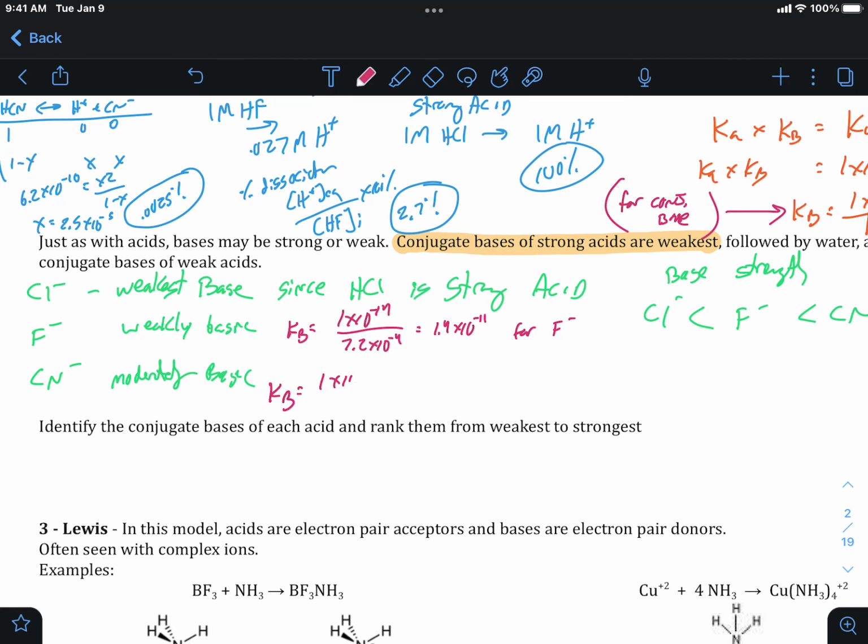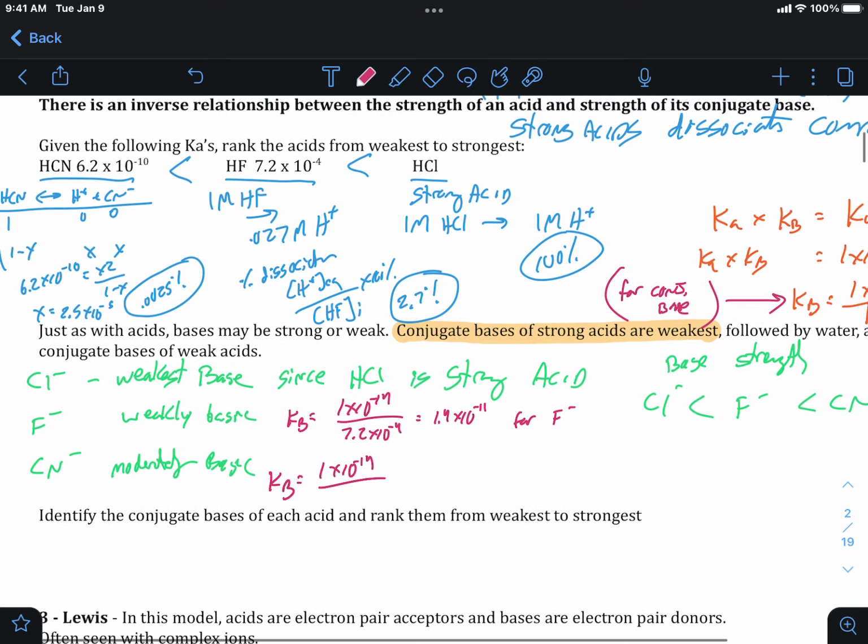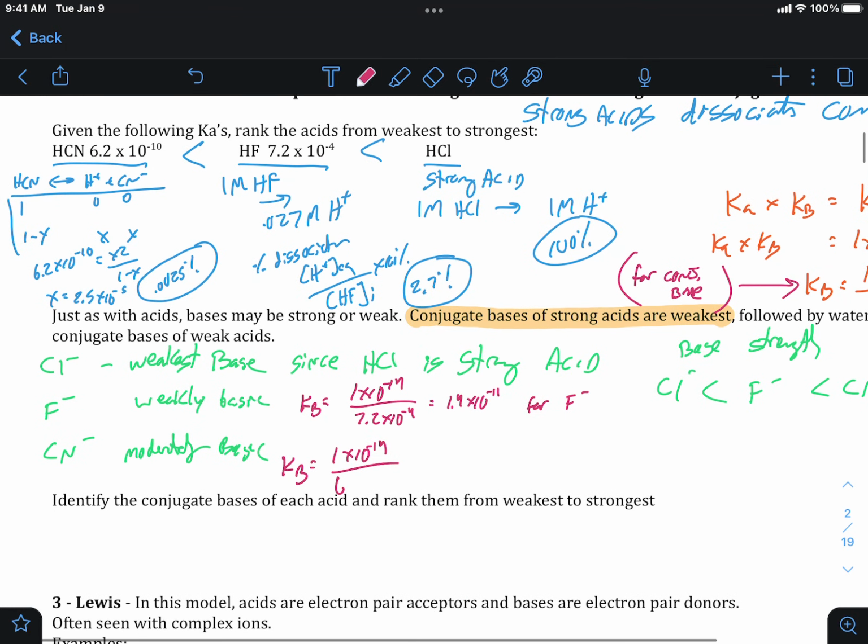Kb is equal to Kw over 6.2 times 10 to the negative 10. Oh, I misentered something.